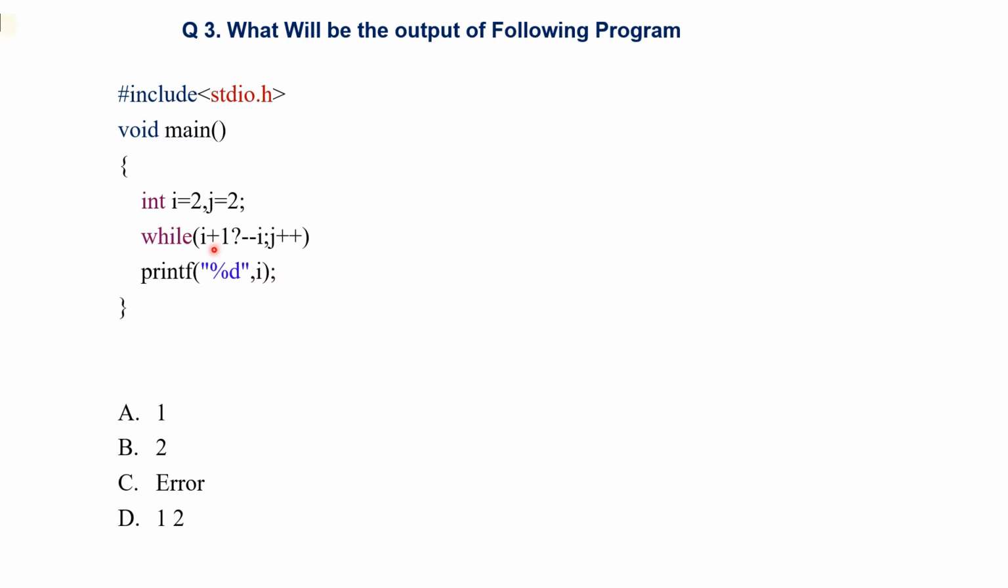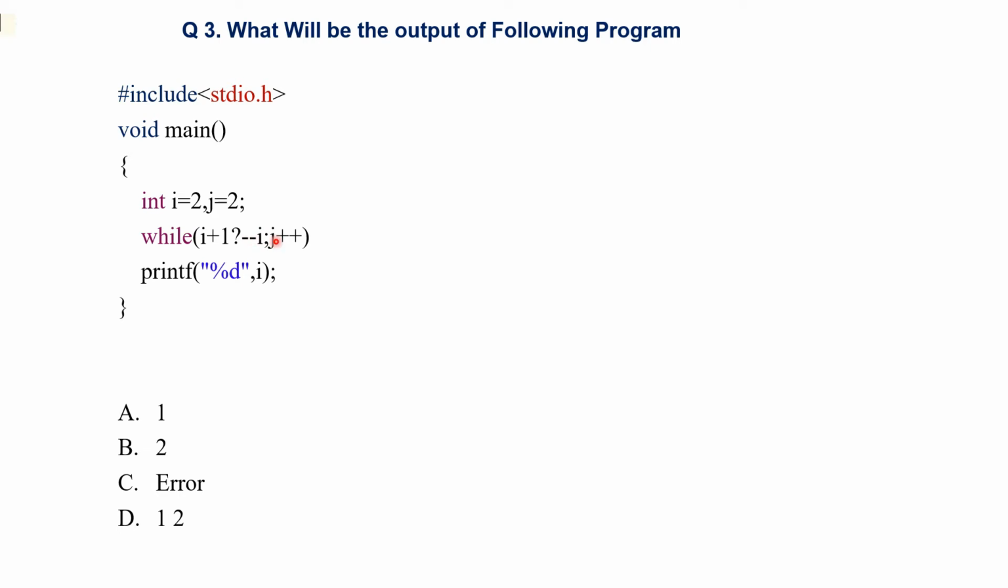So here the value of I plus 1 will be evaluated first. So the value of I is 2, so 2 plus 1, that means 3. So 3 is considered as the true value. So as this is true, the value of this expression will be equal to this minus minus I. So the value of I is now 2. So minus minus 2 will be equal to 1. So hence this expression returns value 1, which is true.